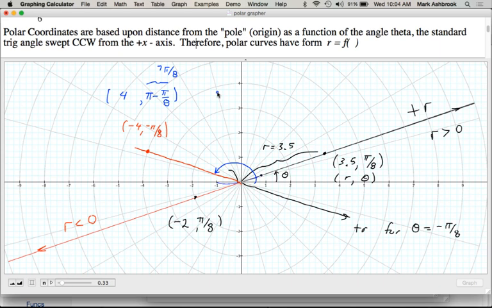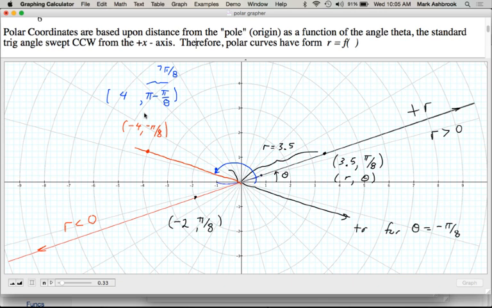Are those the only two ways to express that point? How many ways would there be to express that point? So there's no restriction on theta. It's not necessarily from 0 to 2 pi or 0 to negative 2 pi. Infinite ways. All I'd have to do is keep adding 2 pi to this, or subtracting 2 pi.